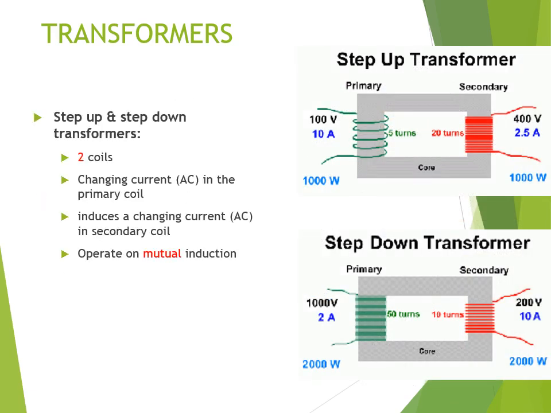Looking at the transformers, the step-up and step-down both have two coils of wire. They have a changing current, or AC, in the primary coil that causes a changing current, or AC, in the secondary coil. So they operate on mutual induction. Both of them operate on mutual induction.